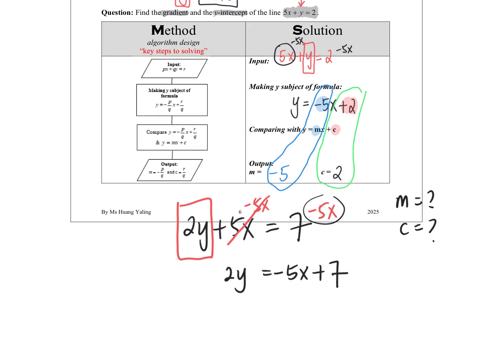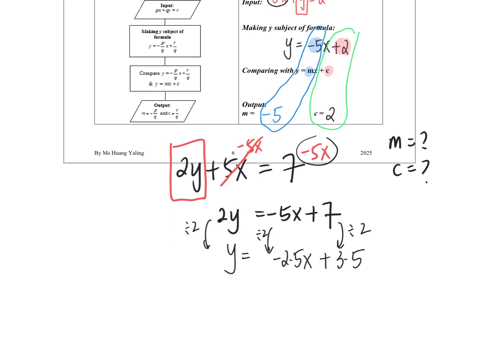Okay, but I don't want 2y. I only want 1y. So what should I do? Every number you see there, divide by 2. Divide by 2. Divide by 2. Divide by 2. So I get minus 2.5x plus 3.5. So with that, I know this is my gradient. This is my y-intercept.